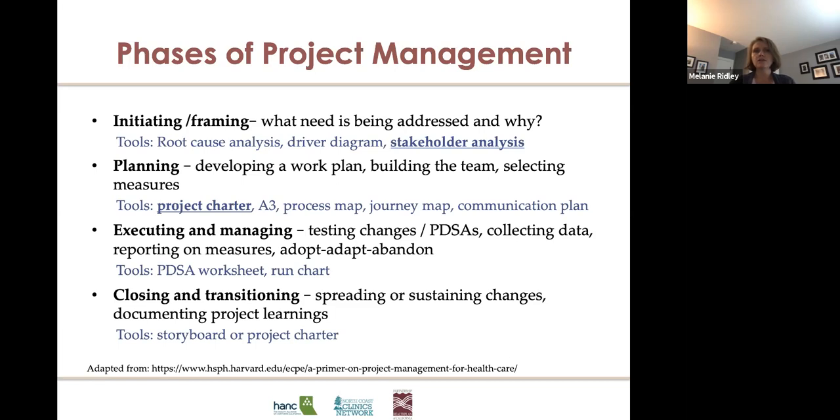The fourth phase is closing and transitioning, and this phase concludes the PDSAs and the intensive data collection. And this is when your team would focus on changes to adopt and/or how to spread change ideas. Documentation of the project and what you learned is key, and some of the tools you might use for this are a storyboard or a project charter.